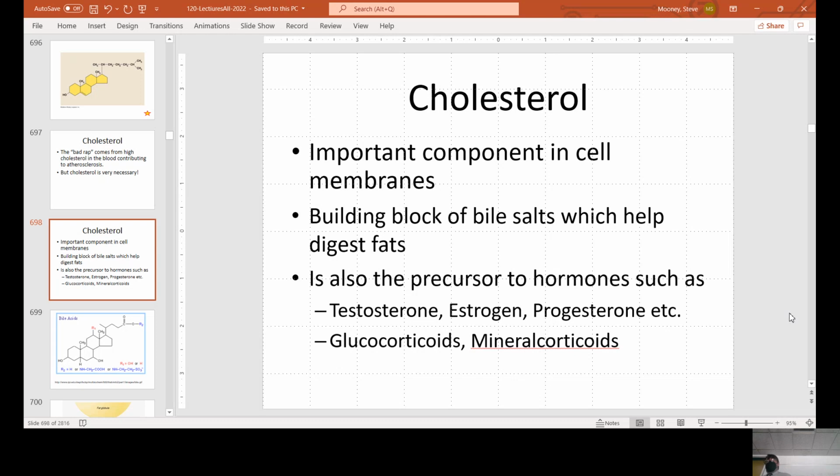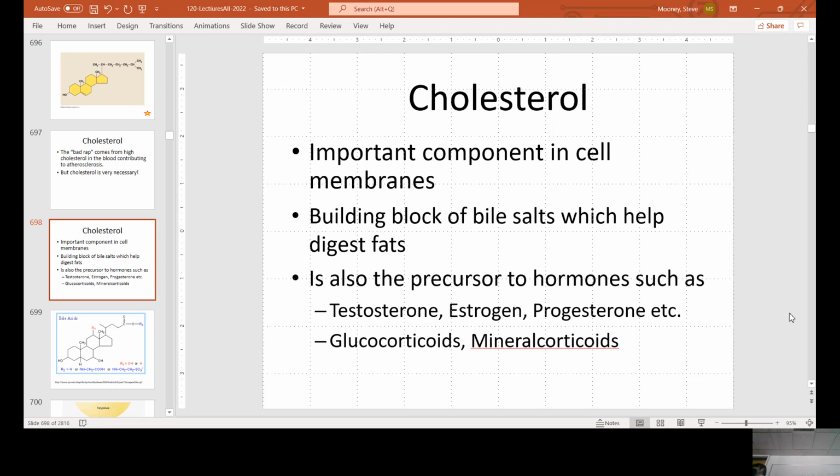Cholesterol is the main building block of bile salts, which help digest fat. So we take cholesterol, we add some things to it, and it's manufactured in the liver, moved down to the gallbladder. Anytime we have a high-fat meal, those bile salts are excreted into the small intestine to help break up that fat so we can absorb it and use it for our benefit.